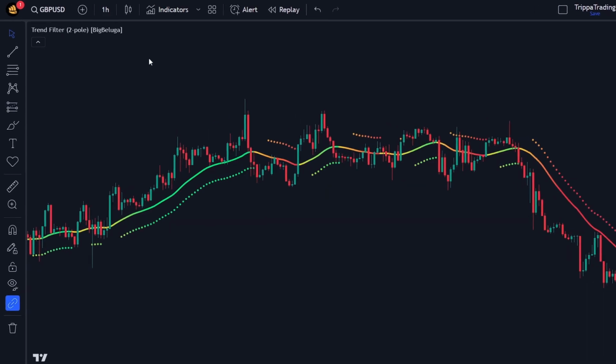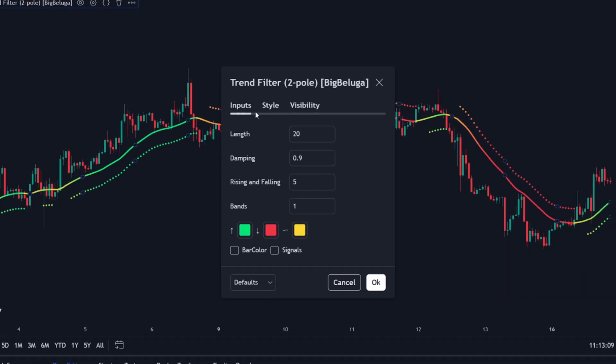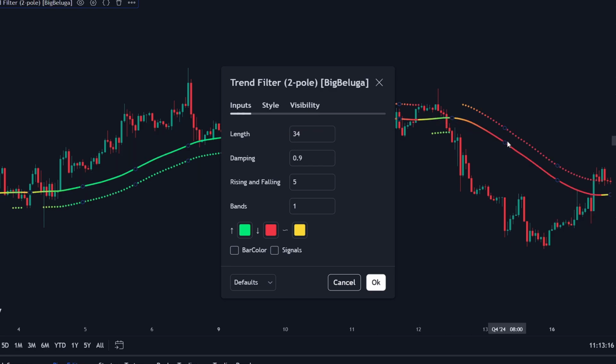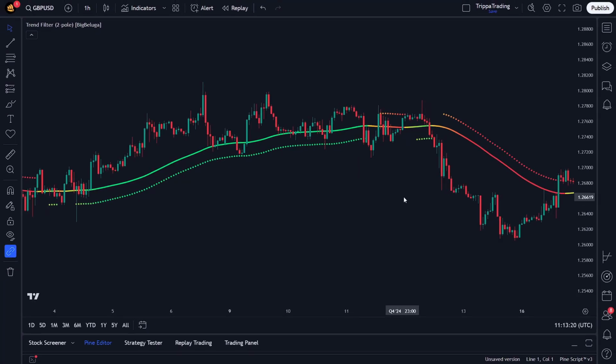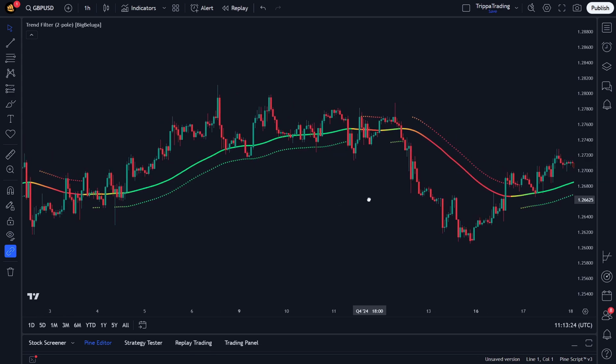Now, let's change the settings for optimal use. You can open the settings from here, and first of all, set the length to 34. This makes the indicator smoother and less reactive to short-term price fluctuations. It's important because we're using this indicator as a trend confirmation tool, not for buy or sell signals directly.